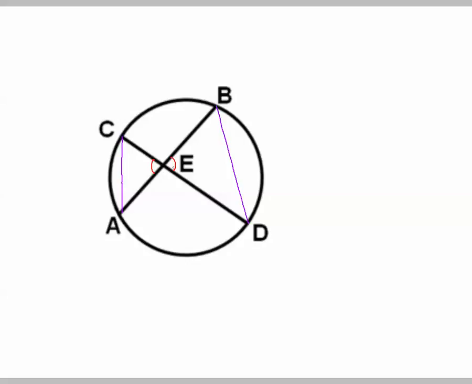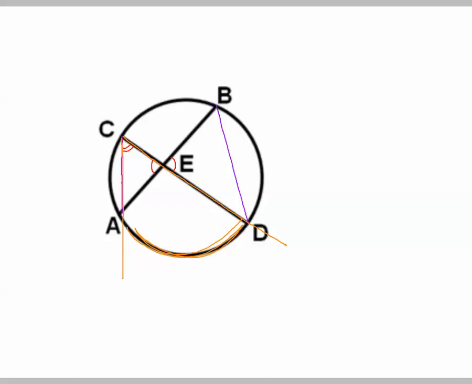Vertical angles, those are congruent. How about this inscribed angle, angle C? See how it's intercepting this arc right here? If you're not sure, I will trace the sides of angle C. It intercepts this arc right here.